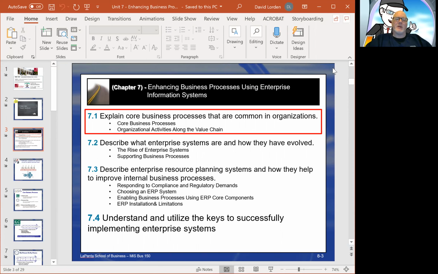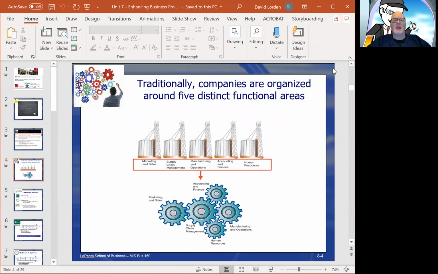First, we want to talk about some of the core business processes that are common to all organizations. By these core business processes, I don't mean like sales, marketing, finance. It's more basic than that. It's almost like a view from an accounting perspective as to how the flow of the physical goods and the money is flowing through the organization.